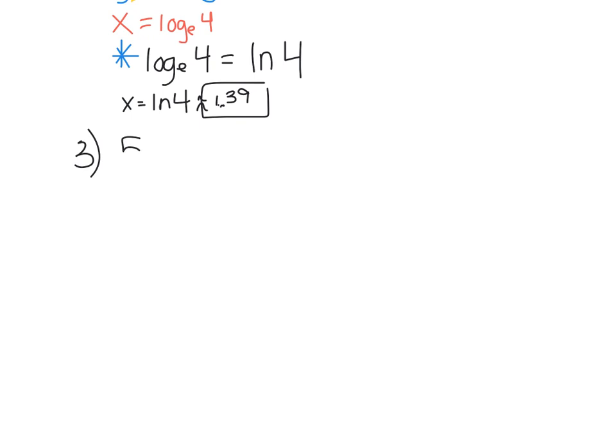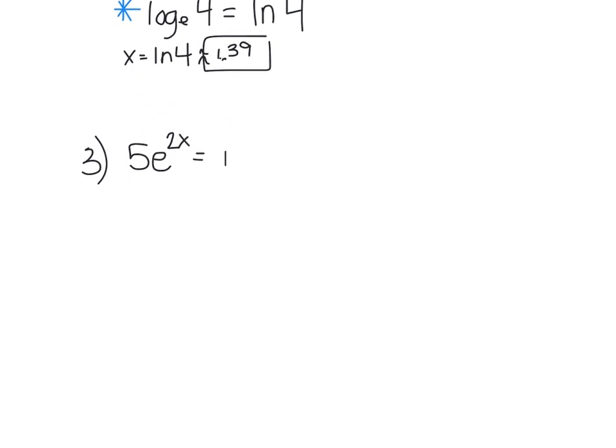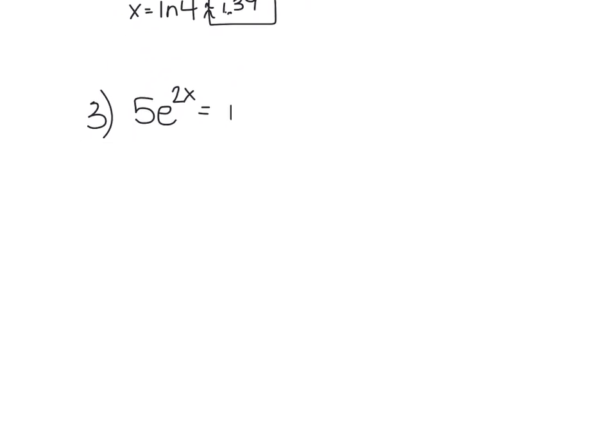Okay, so let's do number 3. This will be 5 times e raised to the 2x equals 1. So in solving for x, we've got to start with the basics. Again, we want to get x by itself. Right now it's in the exponent. Eventually we're going to need to use logs. But before we can use logarithms, we have to isolate or get rid of this 5.